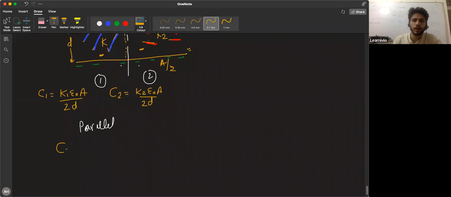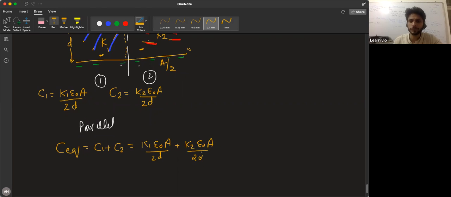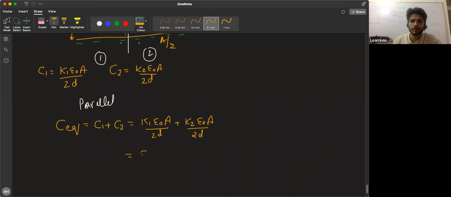So if you want to calculate equivalent capacitance, then equivalent capacitance is C1 plus C2. C1 is K1 epsilon naught A by 2D plus K2 epsilon naught A divided by 2D. So you can write this as epsilon naught A by 2D times K1 plus K2.